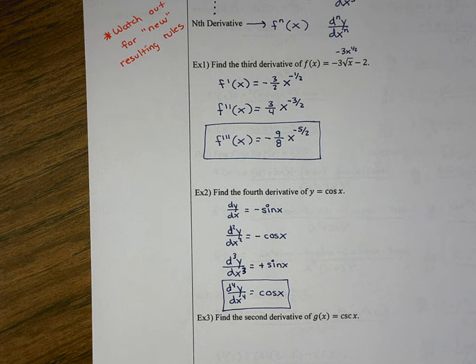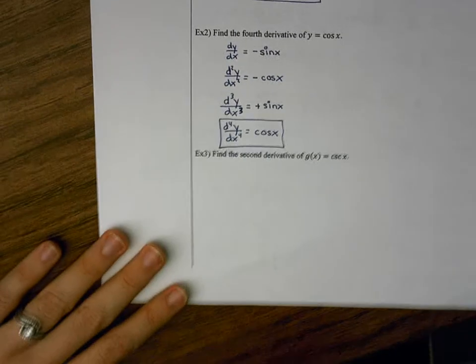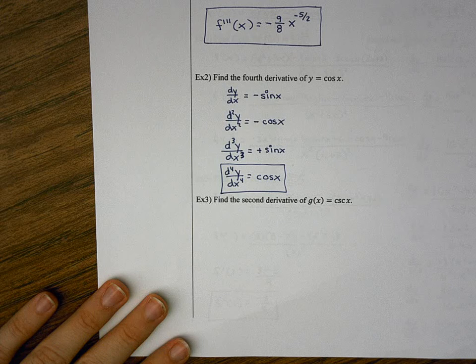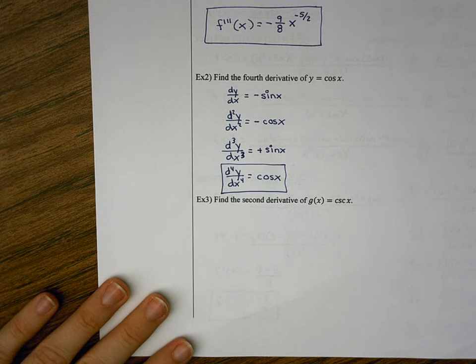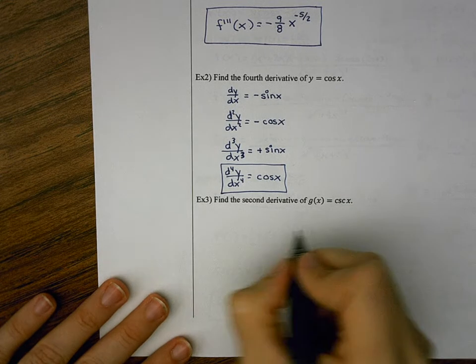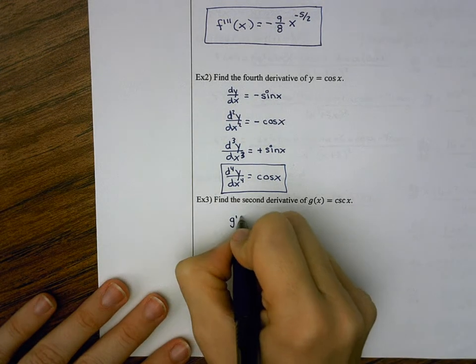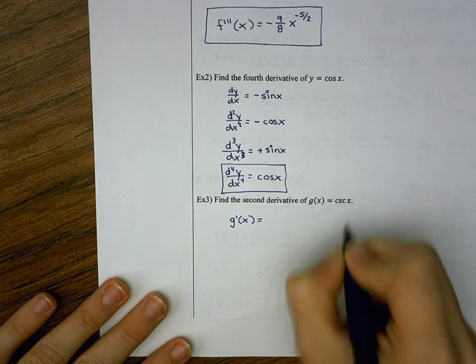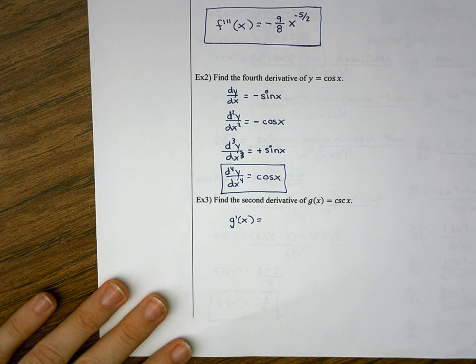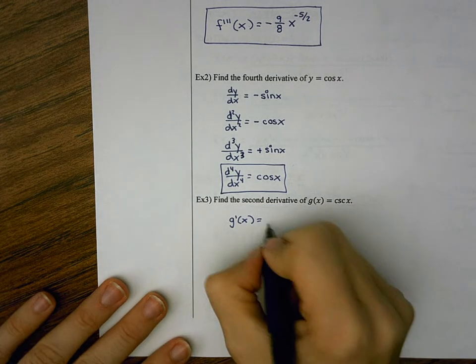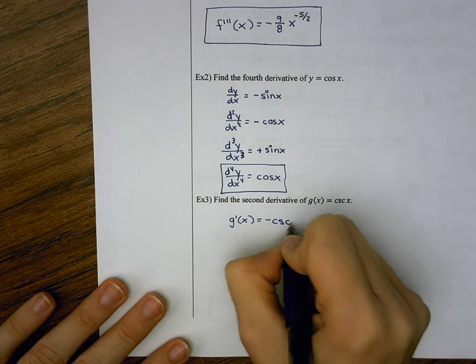Okay, last one, example 3. Pause the video, give this one a shot, restart it when you are ready. Okay, so we want a second derivative, which means first derivative is up first. So derivative of cosecant x is what? That would be negative cosecant x cotangent x.